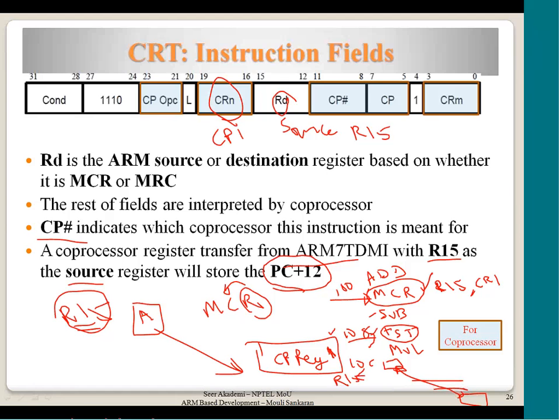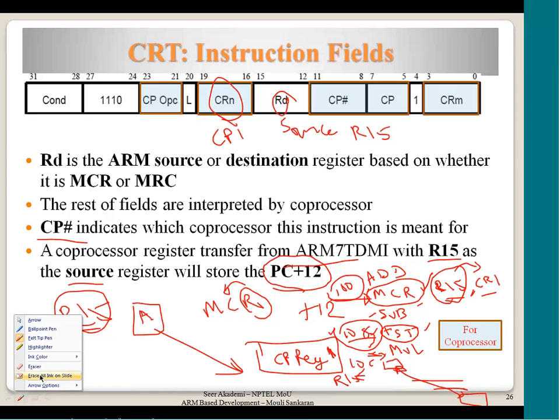Because I told you that when this is in the execute state, the other 2 instructions have already been accessed, and the PC is also incremented by 4. Since we cannot access this instruction, we need the data bus for transferring the value which is mentioned here to the coprocessor. So the prefetching has to be stopped. But the instruction address would have been incremented to the next value, which happens to be this value plus 12. Now, if you are having R15 as the source register to be moved into a coprocessor register, what you will be getting is the plus 12 value. That is what is explained by this bullet. Okay, I hope this is clear to you.